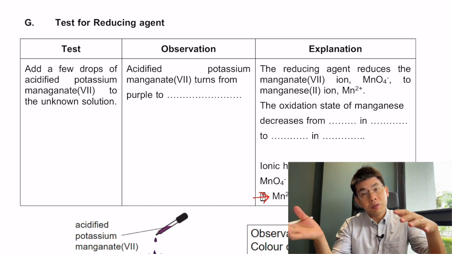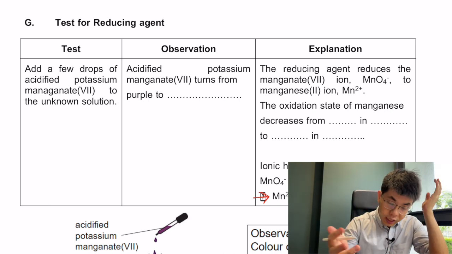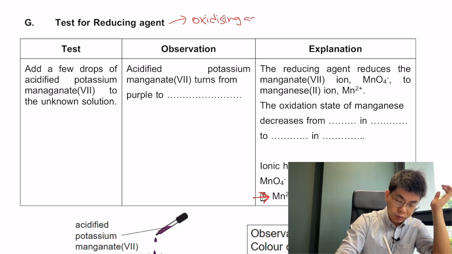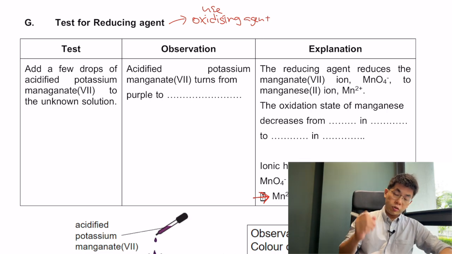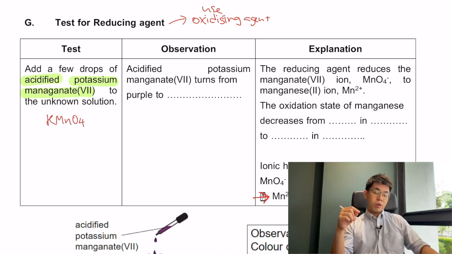So how we test for an oxidizing agent is using a reducing agent. So how do we test for a reducing agent is to use an oxidizing agent. The oxidizing agent that I'll use is everyone's favorite, potassium manganate. So acidified potassium manganate. That means I add a little acid, but the main thing is KMnO4.